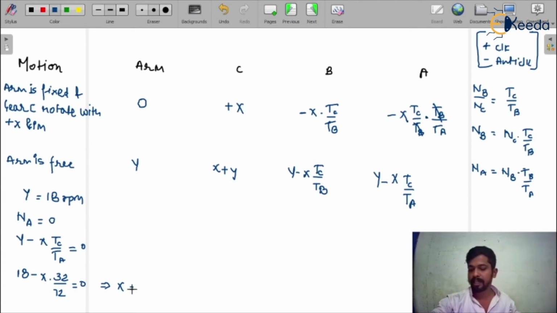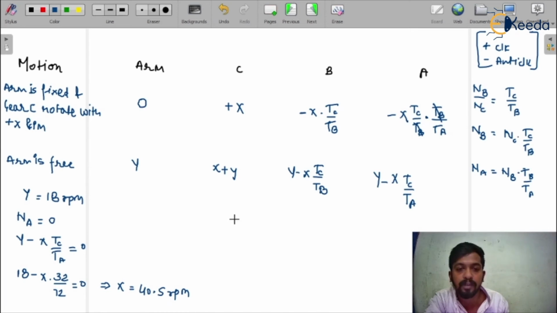So it would come out to be, I'm just calculating, you have to calculate also. So the value of x would come out to be 40.5 rpm. That would be the speed of x. This is also in plus, that means it is also in clockwise direction.